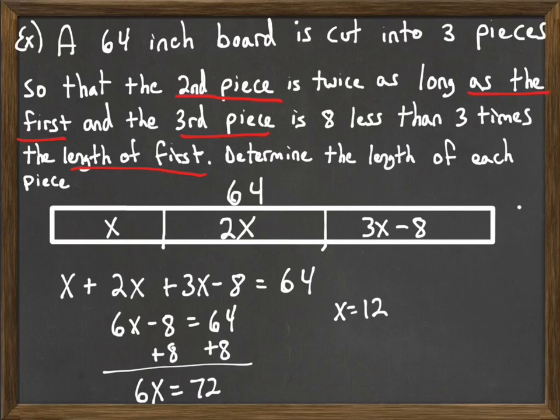So x is 12. We want to know the length of each piece. The second piece would be 2x, or 2 times 12, which is 24 inches. And then the third piece, we would say 3 times 12 minus 8. 3 times 12 is 36, minus 8 gives us 28 inches. So our three pieces are 12 inches, 24 inches, and 28 inches.